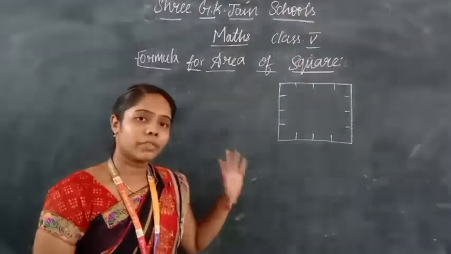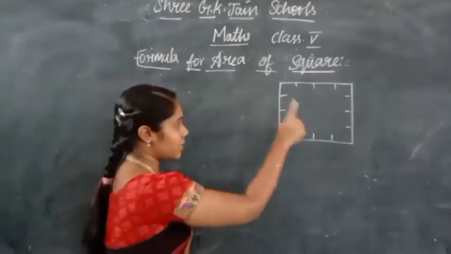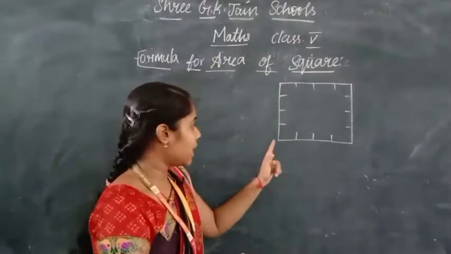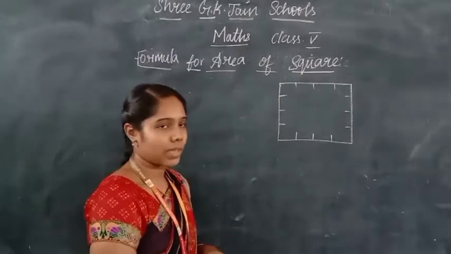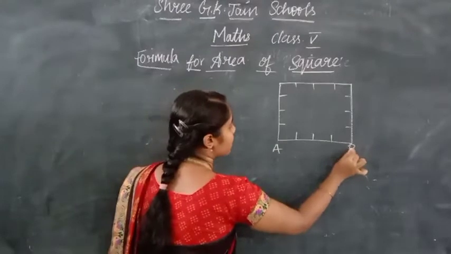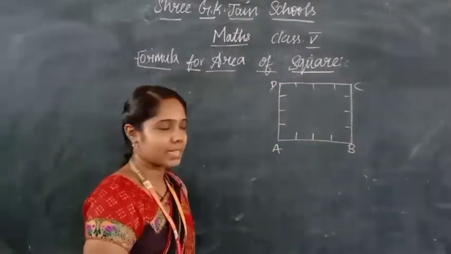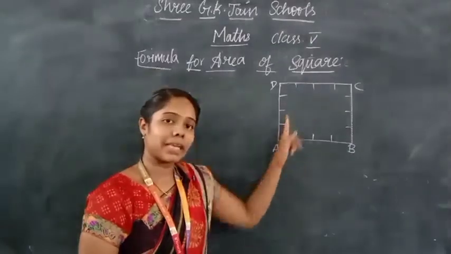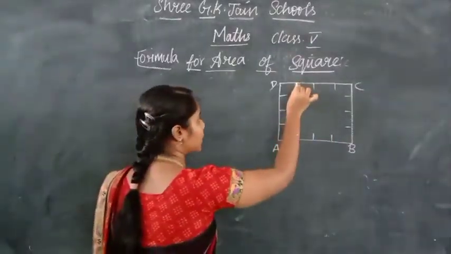Okay, so the similar procedure we are going to do. We are taking a square here and we are marking 1 centimeter on each side of the square. After the marking is done, this is the square A, B, C, D. After marking the points, we have to join it, right? Opposite points we have to join.